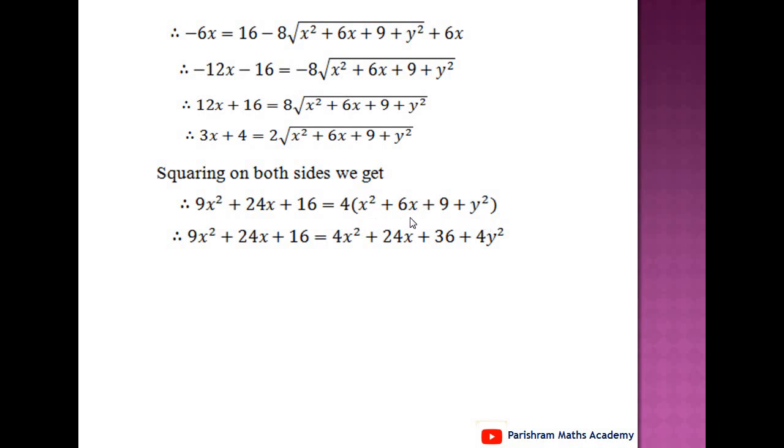Multiply each term by 4 separately. We get 4x² + 24x + 36 + 4y². Left-hand side 24x, right-hand side 24x cancel. 9x² minus 4x² is nothing but 5x². Transfer this minus 4x² to the left-hand side, that is minus 4y². 36 minus 16, that is 20, and therefore 5x² − 4y² = 20, which is the equation of a hyperbola, which is the required answer.